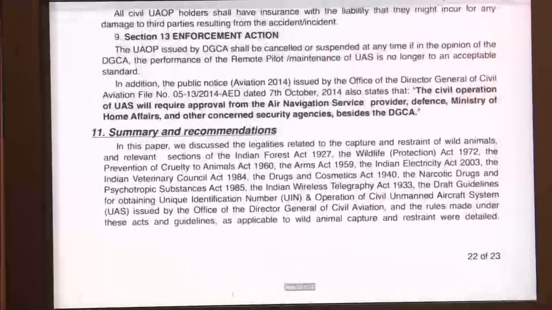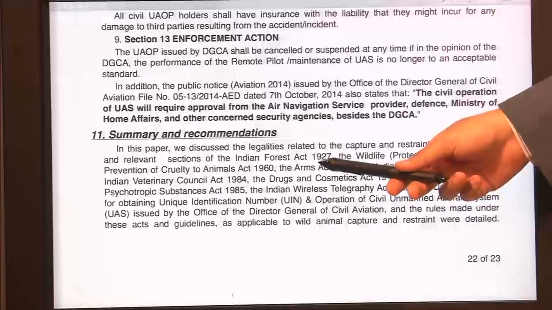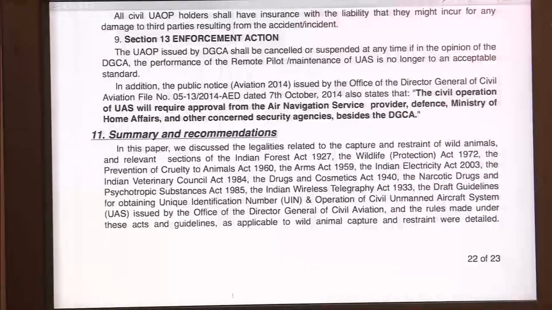So, essentially in this lecture, we had a look at a number of acts and rules. So, Indian Forest Act, the Wildlife Protection Act, the rules made under those, the Prevention of Cruelty to Animal Act, the Arms Act, the Indian Electricity Act, the Indian Veterinary Council Act 1984, the Drugs and Cosmetics Act 1940, the Narcotic Drugs and Psychotropic Substances Act 1985, Indian Wireless Telegraphy Act 1933, Draft Guidelines for Obtaining Unique Identification and Operation of Civil Unmanned Aircraft System and so on were discussed.